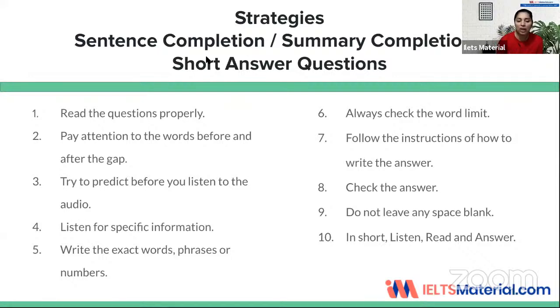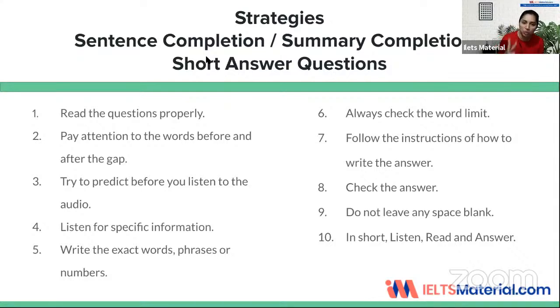Write the exact words or phrases or numbers again. And an important thing to be noticed: if you exceed the number of words that is already given in the instruction, your answer will be wrong. There is no negative marking, but why take a risk, right? Next is always check the word limit. As I said, always follow the instructions before you write the answer.